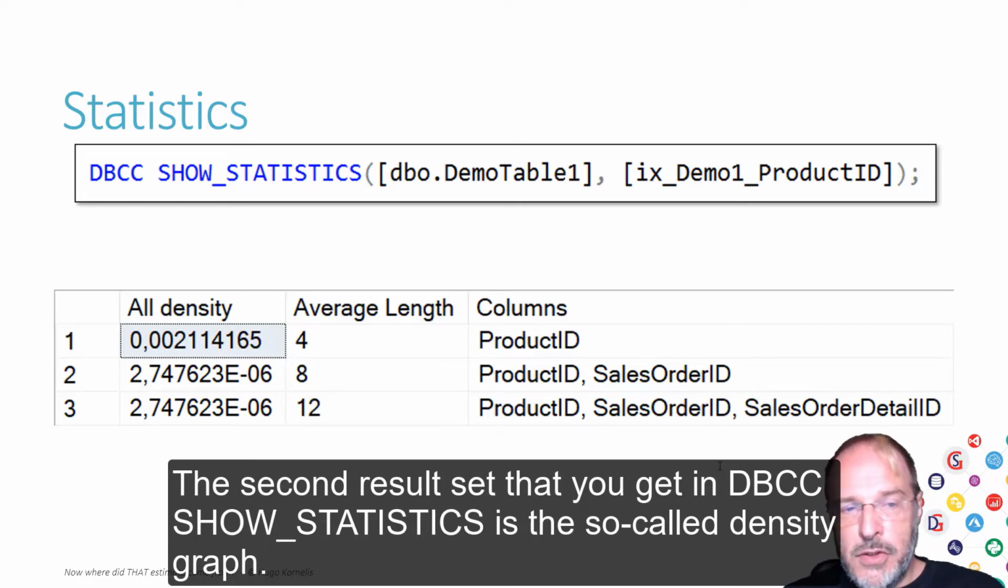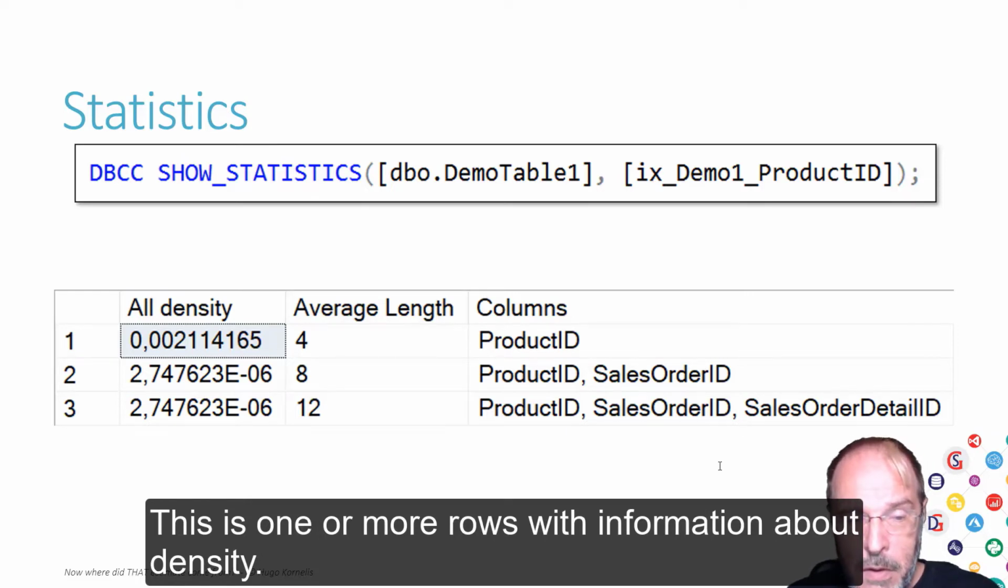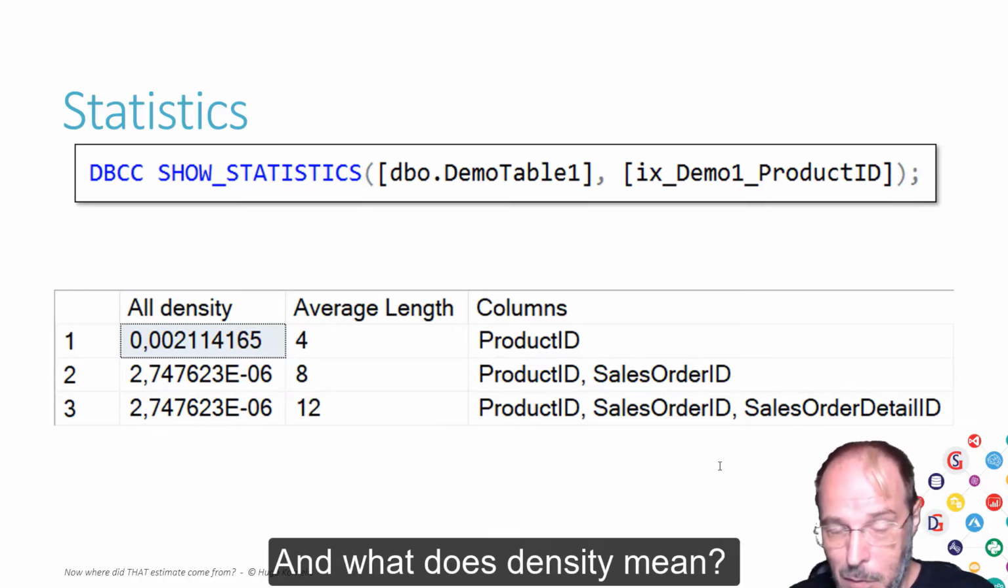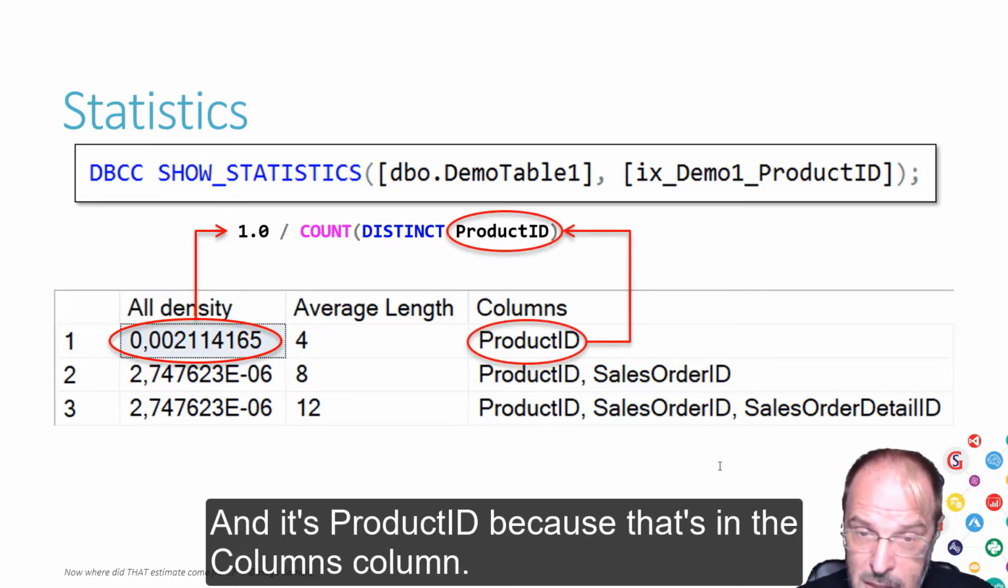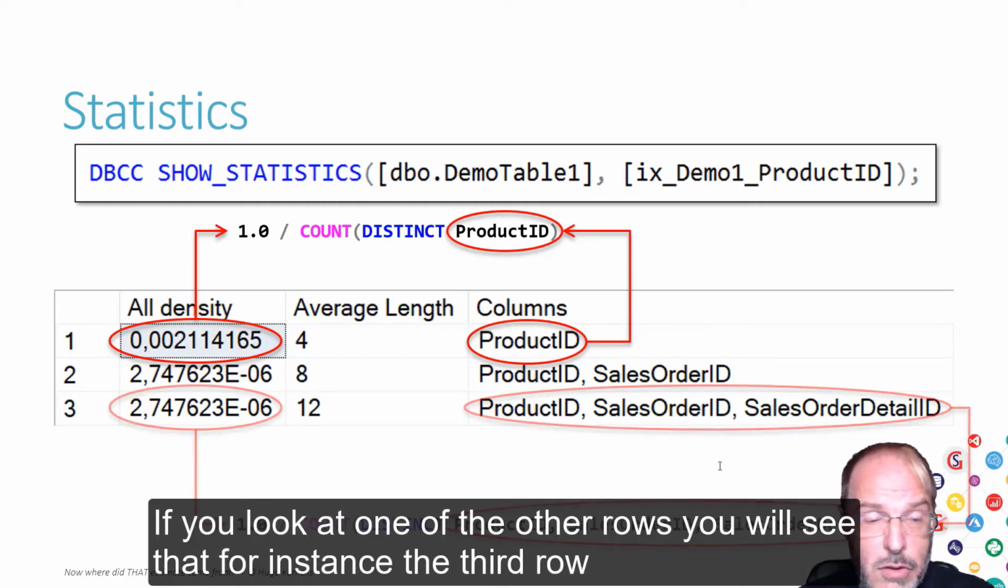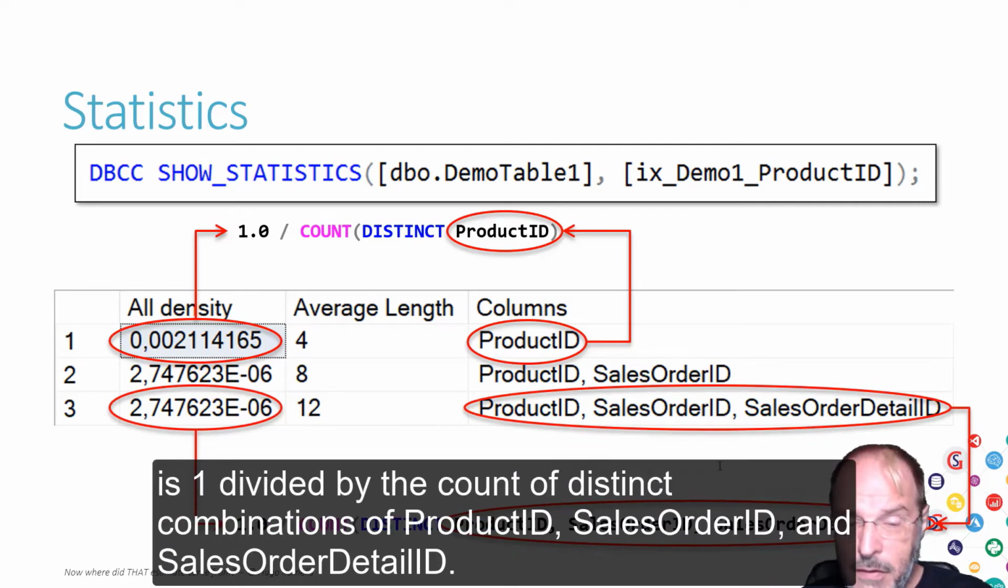The second result that you get in DBCC SHOW_STATISTICS is the so-called density graph. This is one or more rows with information about density. And what does density mean? Well, the number you see here is computed as 1 divided by the number of distinct values for product ID. And it's product ID because that's in the columns column. If you look at one of the other rows, you will see that, for instance, the third row is 1 divided by the count of distinct combinations of product ID, sales order ID, and sales order detail ID.